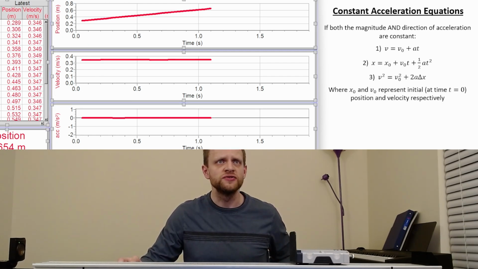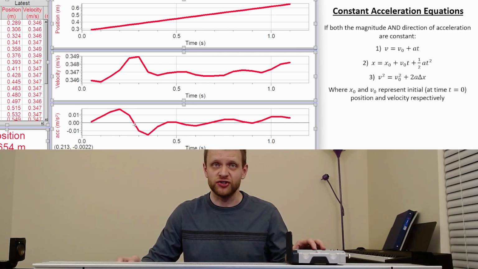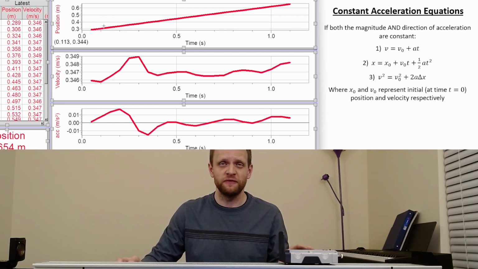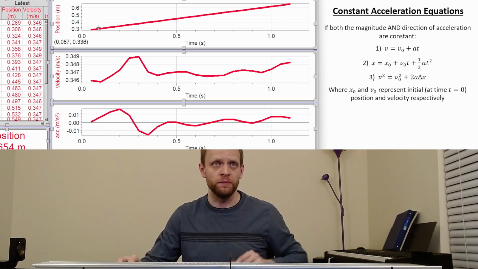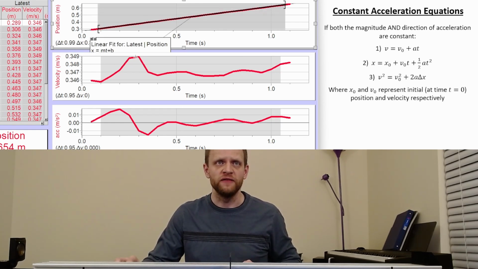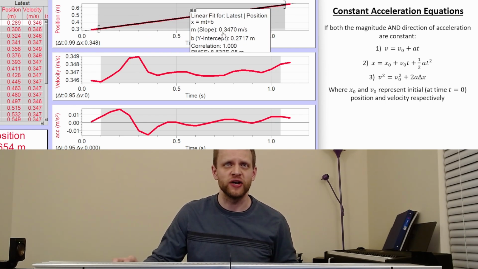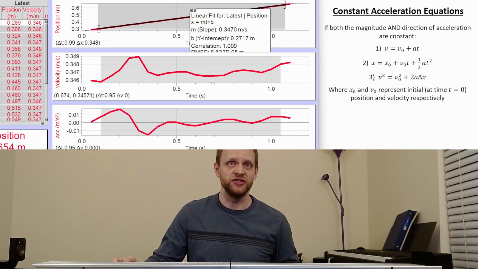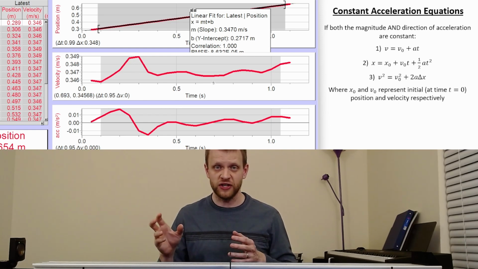Let's scale all these graphs. Our velocity is staying pretty much constant. Our acceleration is basically hovering around 0. And our position versus time graph should be a straight line, a constant slope. And as we mentioned in the last video, the slope of this position versus time graph is giving 0.347, which matches up with our velocity data very nicely. The slope of a position versus time graph gives velocity.